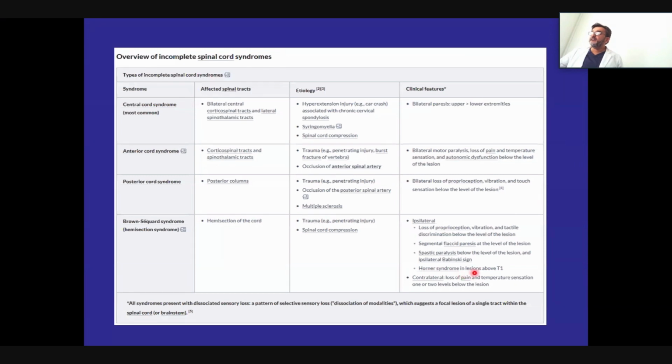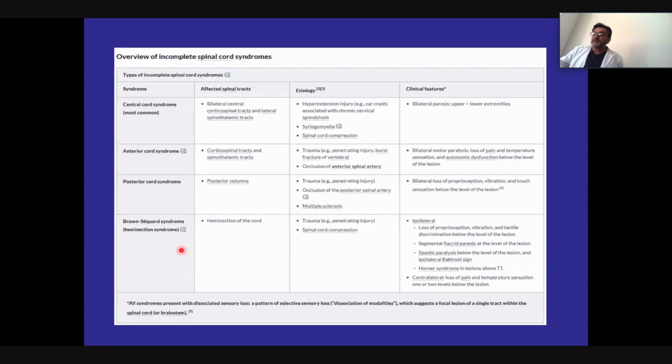Horner's lesion above T1. So if you have Horner syndrome, half side of the face involved, where you have anhidrosis, ptosis, and miosis, this should be an injury above the T1 segments of the spinal cord. And contralaterally, you would find loss of pain and temperature sensation 1 or 2 levels below the level of the lesion. So this is a characteristic sign of Brown-Séquard syndrome.